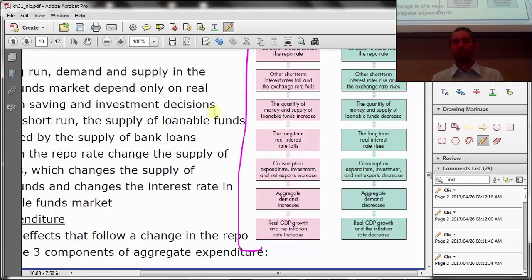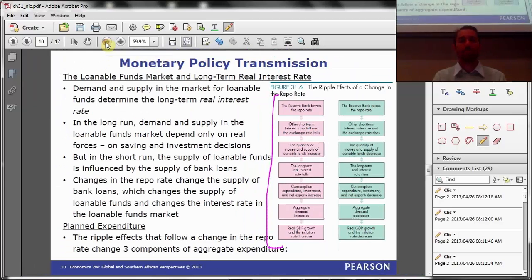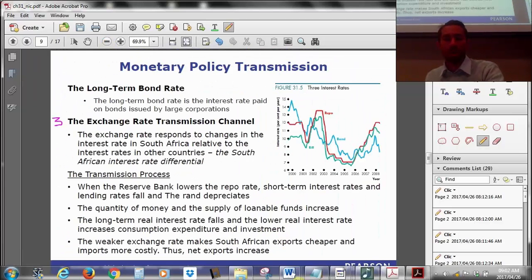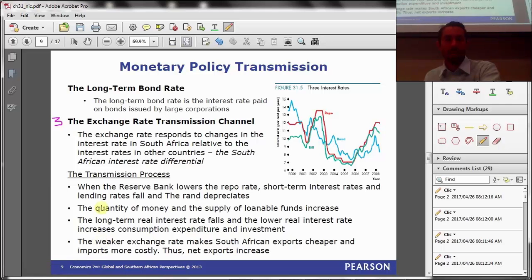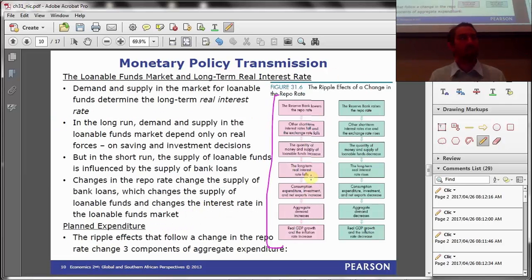Okay? So this diagram here is a summary of this little paragraph here. Okay, this paragraph summarized as this diagram. And then obviously the reverse is also the case. The Reserve Bank raises the repo rate. What happens? Real GDP growth and the inflation rate decrease. Okay.